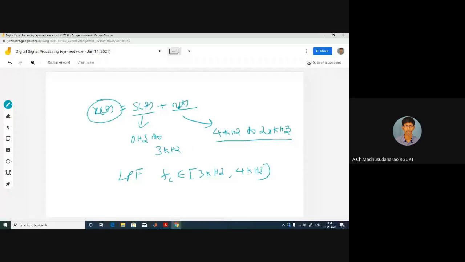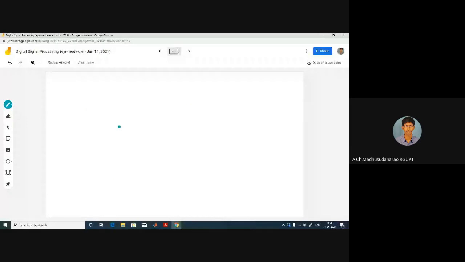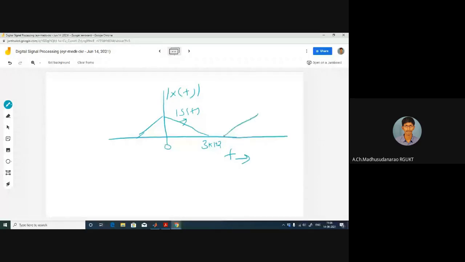For example, in the frequency domain, I might have something like this. This is my x of f, for example, the spectrum of that signal. And this is my mod s of f. This part corresponds to mod s of f up to 3 kilohertz. And by default you can assume symmetry on this side. This is 4 kilohertz to 20 kilohertz. This corresponds to the noise part. This is n of f.